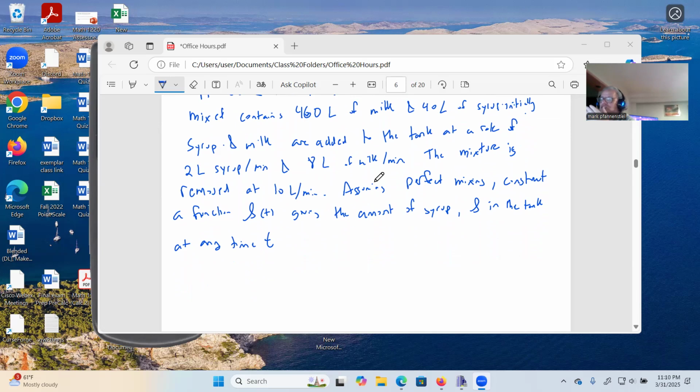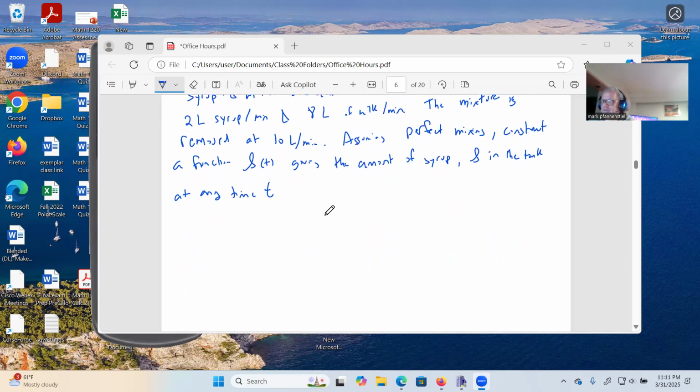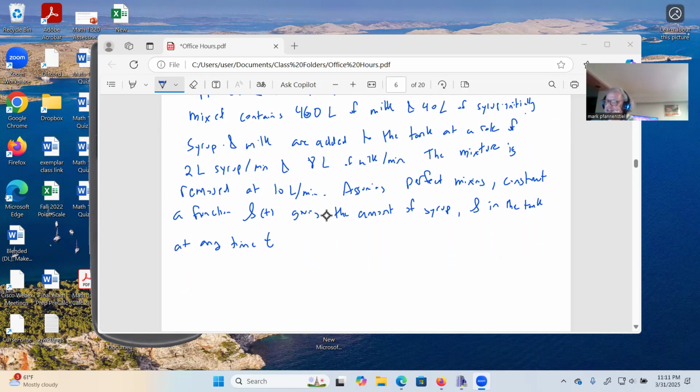We're going to say, assuming perfect mixing, which you kind of have to do because this is part of the way that works. So assuming perfect mixing, construct a function S of t to say how much syrup is in the tank at any particular time. Okay, so let's go ahead and figure out what we're going to do here. Just like with all mixing problems, we're going to go ahead and figure this out.